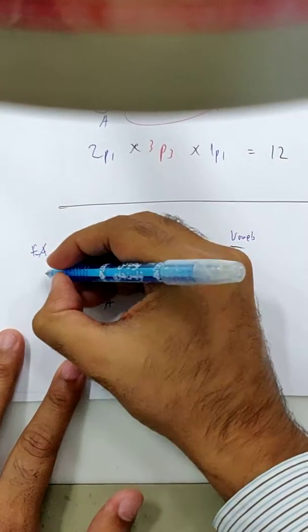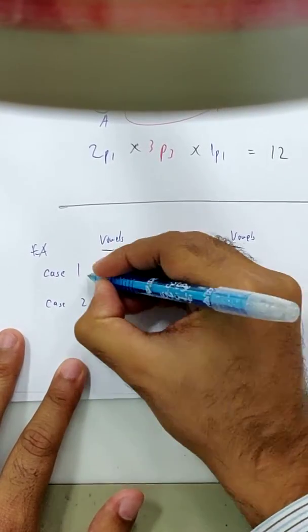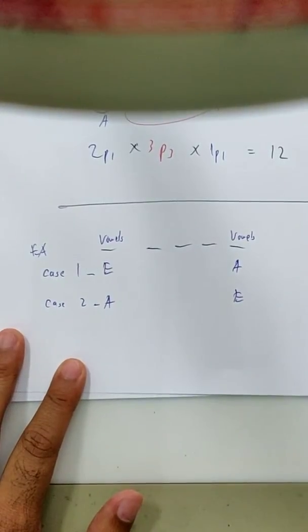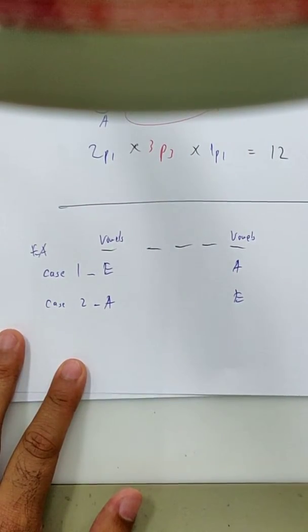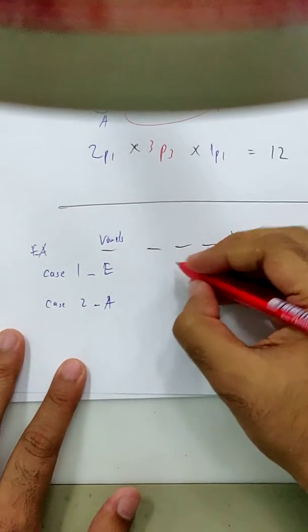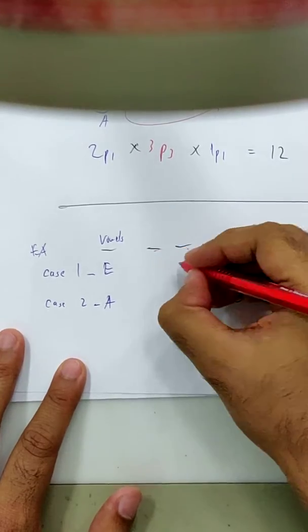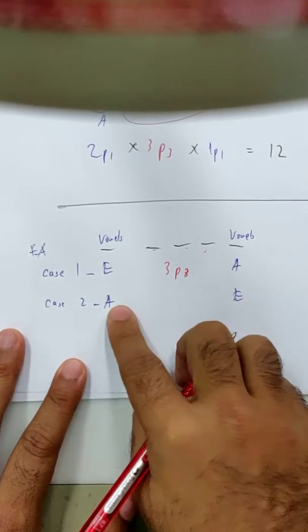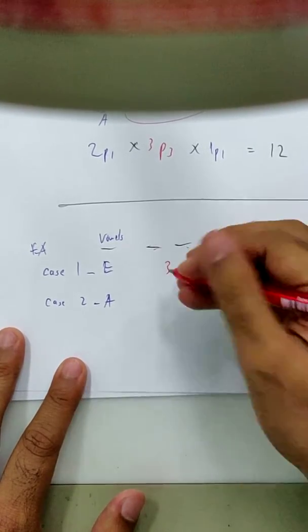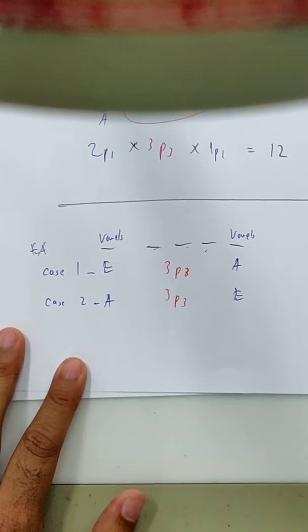So this is what we call case 1. This is what we call case 2. 2 different cases. How many consonants do you have? How many places? 3 and 3. So how is it going to be? How many consonants do you have? How many places do you have? 3. So 3P3. What about this case, the second case? It's the same, 3P3. E and A, you have fixed it down.